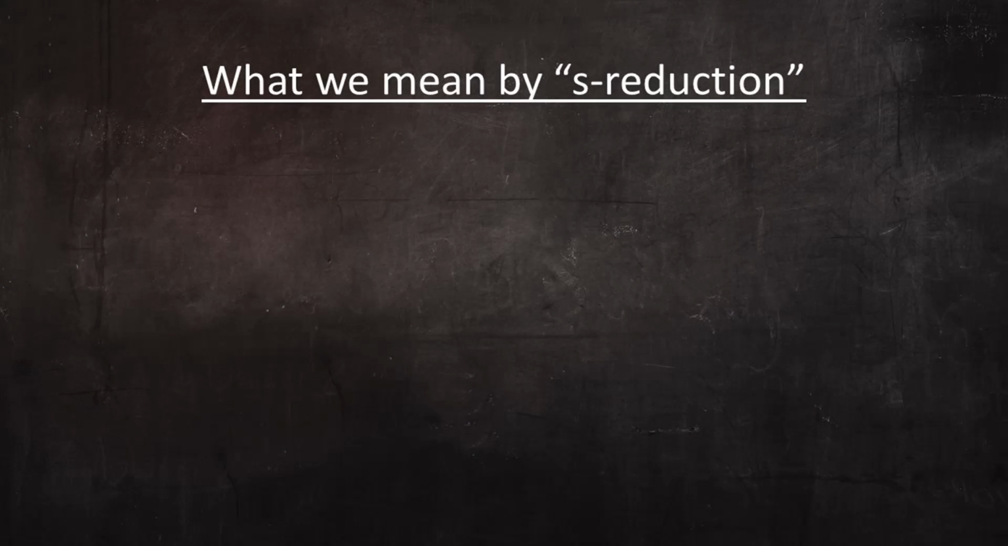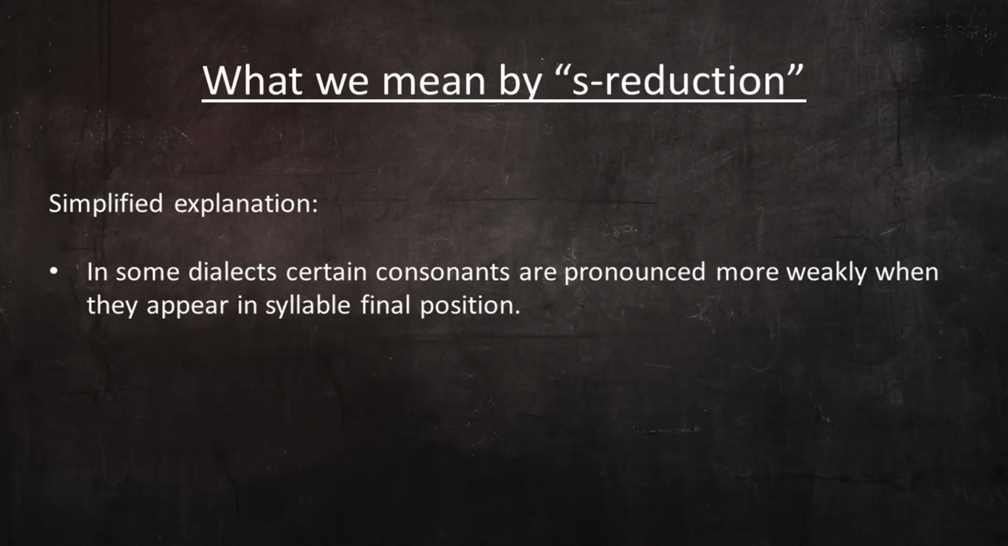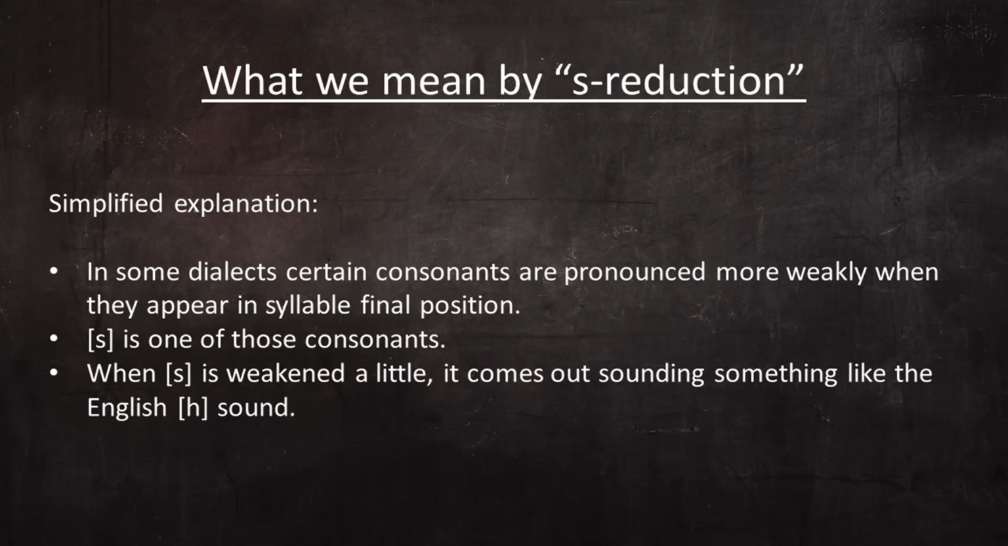Let's begin by describing exactly what we mean by S reduction. A simplified but reasonably adequate explanation goes like this. In some Spanish dialects, certain consonants are pronounced more weakly when they appear in syllable-final position. S is one of those consonants. When S is weakened a little, it comes out sounding something like the English H sound.